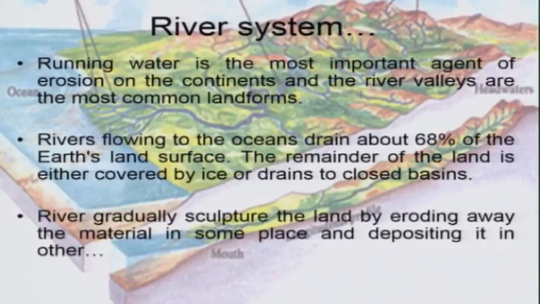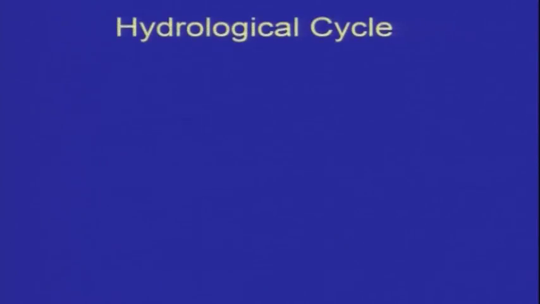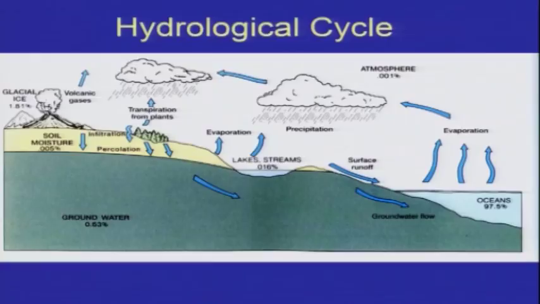A river gradually sculptures the land by eroding away the material in some places and depositing it in other locations. Okay. So, most important is the sculpturing of the land surface by erosion or deposition of the material. To begin with, the most important part, which is relevant to our course, is the surface runoff. If you have surface runoff, then you will be able to see the landforms which are sculptured or carved by the flowing water.